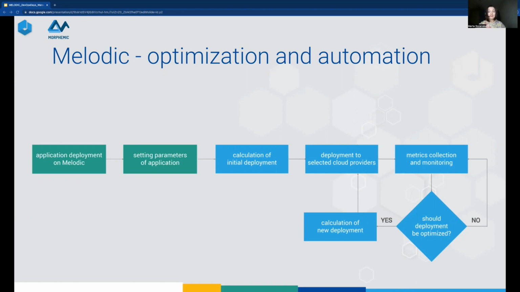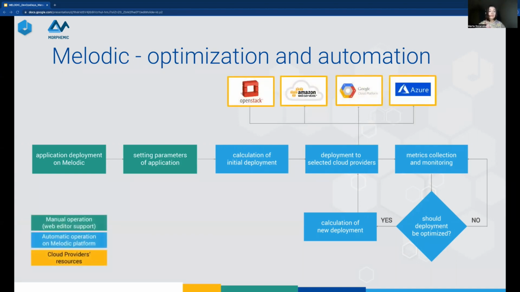The reasoning part, so the decision-making part, is done by solving a constraint optimization problem, maximizing the utility function automatically generated from the CAMEL model. To solve the constraint problems, Melodic uses various solvers. Among others, a stochastic learning automata solver or one based on reinforcement learning algorithms. Currently, Melodic supports deployment on big cloud providers like AWS, GCP, Azure, and also OpenStack.